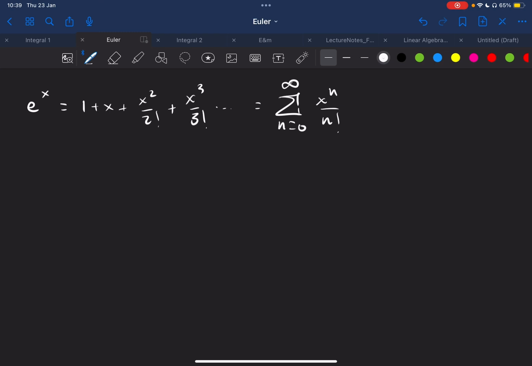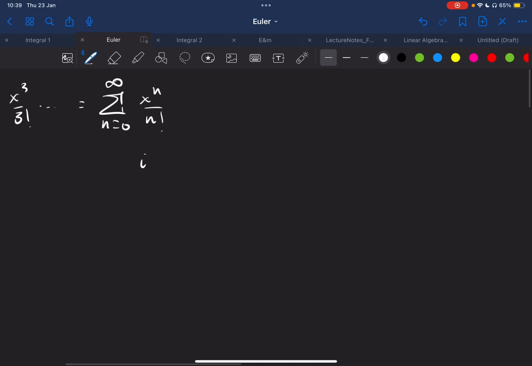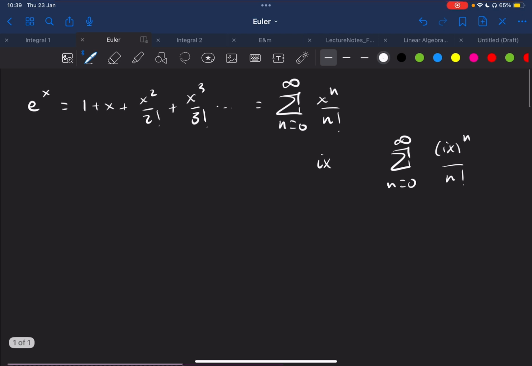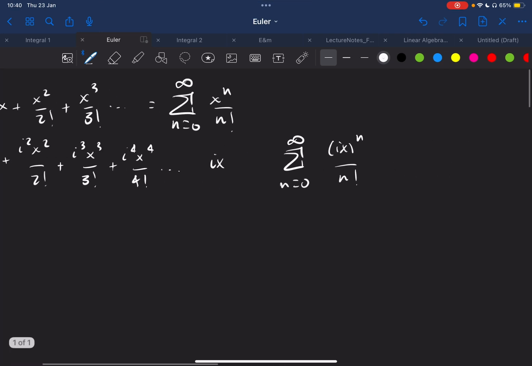And what we can then do is, since we were looking at e to the ix, we can sub that in. So we're subbing in ix for x. So we're going to be looking at the infinite sum of ix to the n by n factorial. Now, let's take a look at what that's going to look like. So we're going to have e to the ix equals 1 plus ix plus i squared x squared by 2 factorial plus i cubed x cubed by 3 factorial plus i to the 4 x to the 4 by 4 factorial and so on.